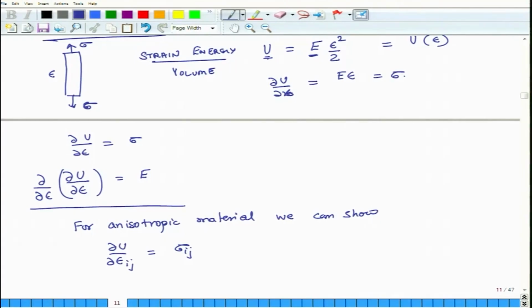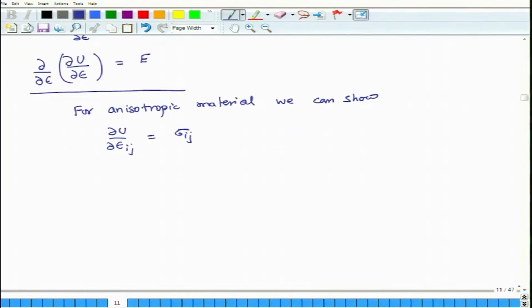So, for anisotropic material we can show with a little bit of mathematics, not a whole lot, that if we differentiate the strain energy with respect to a particular strain. Now, here for anisotropic material we do not necessarily load the material in only one direction; it can be loaded in all the directions, it can have all sorts of stresses in all the three directions.